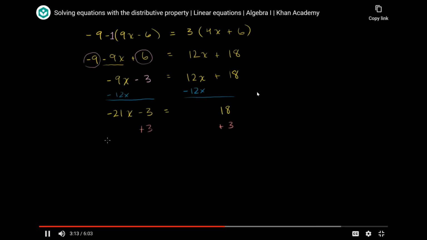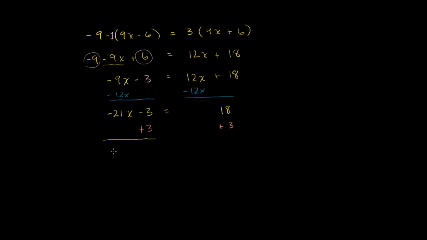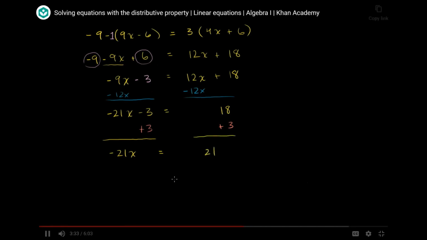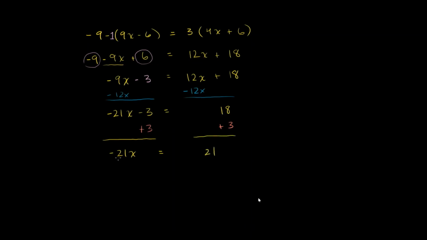And on the left-hand side of the equation, we have the negative 21x, no other x term to add or subtract here. So we have negative 21x. The negative 3 and the positive 3 cancel out. That was the whole point. Equals, what's 18 plus 3? 18 plus 3 is 21. So now we have negative 21x is equal to 21.